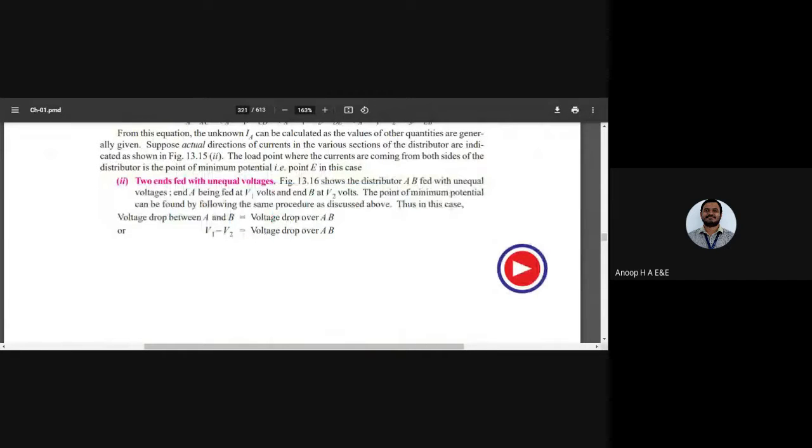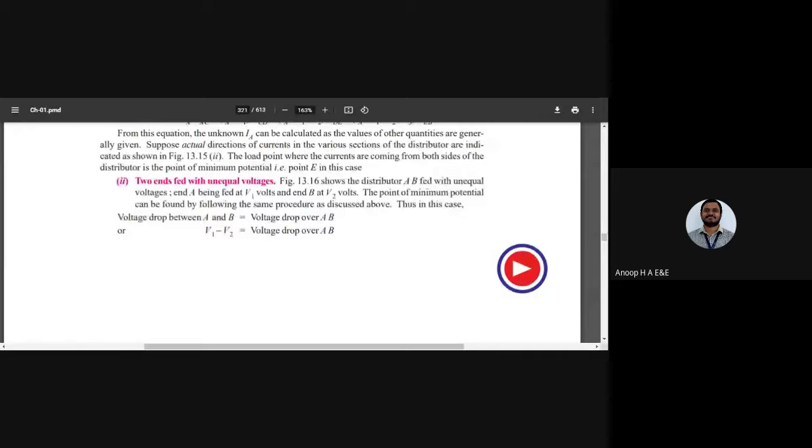Okay. So whatever we have done for equal voltages, now I am going to explain for unequal voltages in a few minutes. The same equations hold good for unequal voltages. The only change you are going to see here is when both ends, that is end A and end B of a DC distributor, are fed at V1 and V2, which are at different potentials. So when I say V1 and V2 are at different potentials, V1 is not equal to V2.